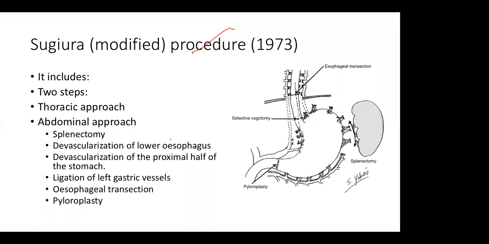And for sure the vagus at that level will be cut, and then we have to do a pyloroplasty. But the modified one is only one approach through the abdominal approach, moving through the hiatal area to do devascularization of the lower esophagus, followed by proximal half of the stomach and splenectomy with ligation of the left gastric vessels and transection with pyloroplasty.